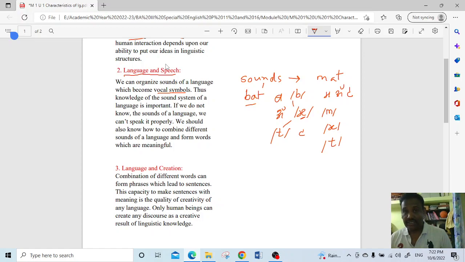It also means that if we don't know the sounds of a particular language, we cannot speak it properly. Therefore, we begin to learn language with the sound. We learn first sounds which are used in a particular language. Sounds which are used in language, they are specifically called speech sounds. This is the feature of language.